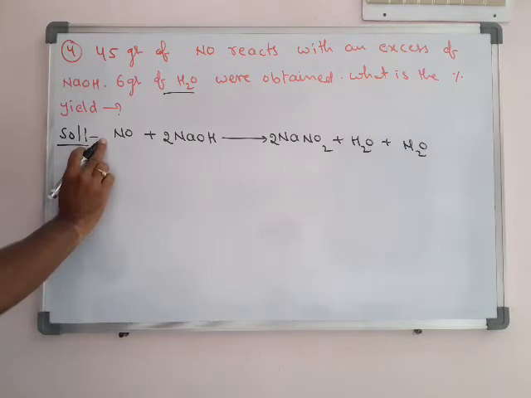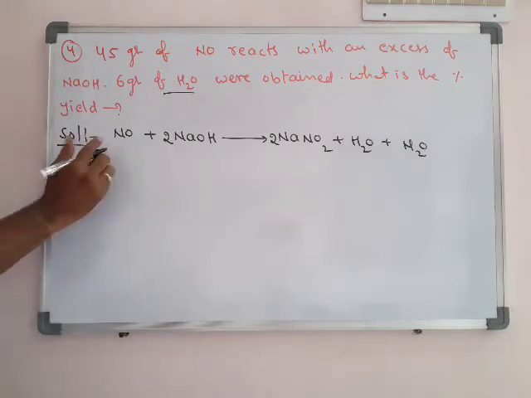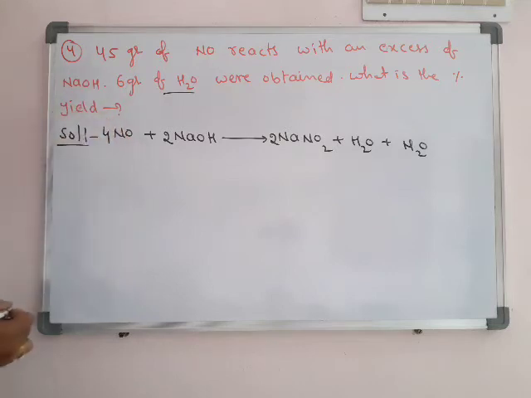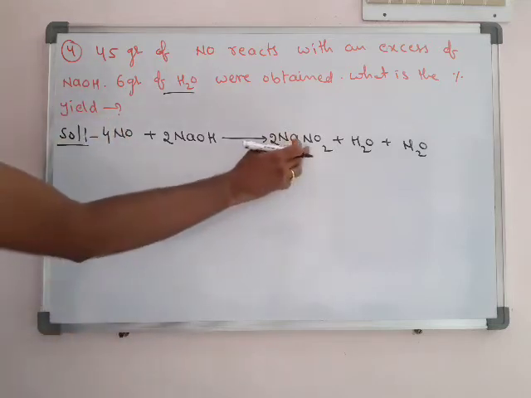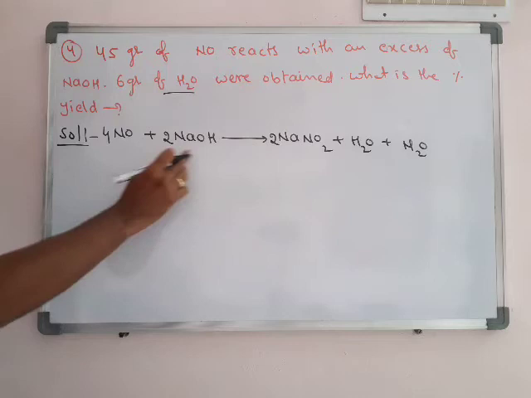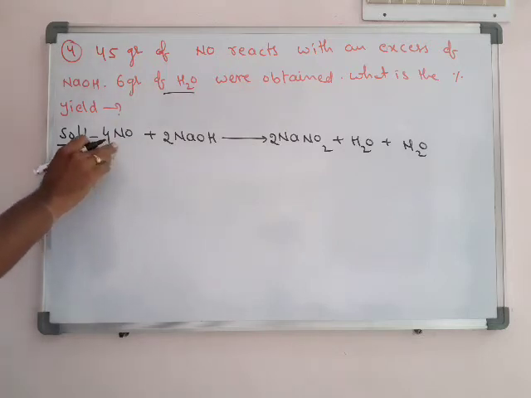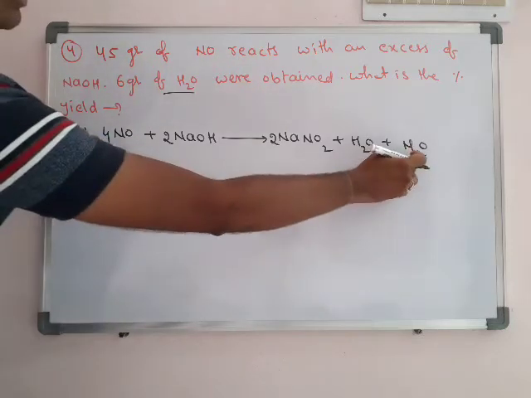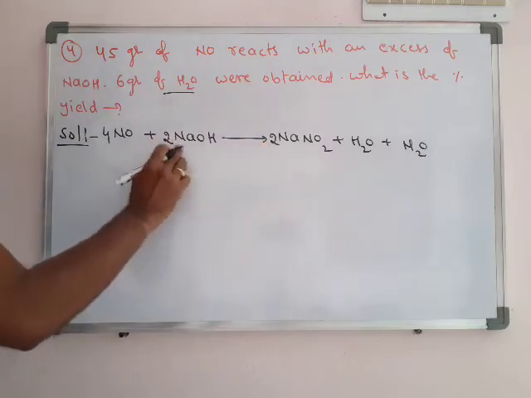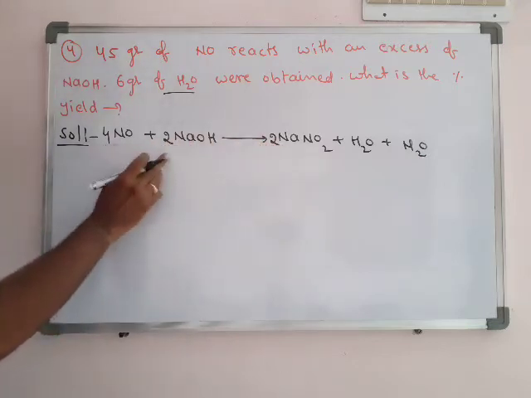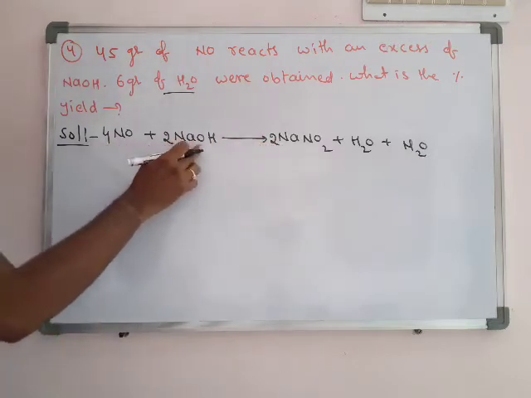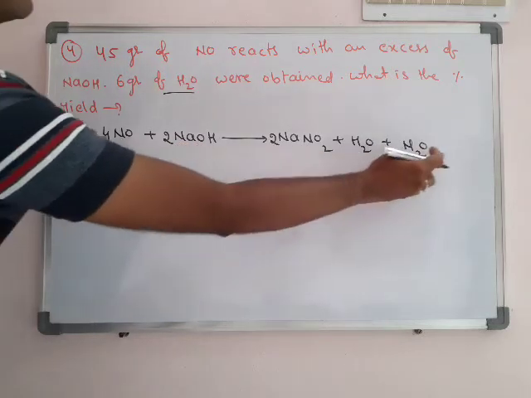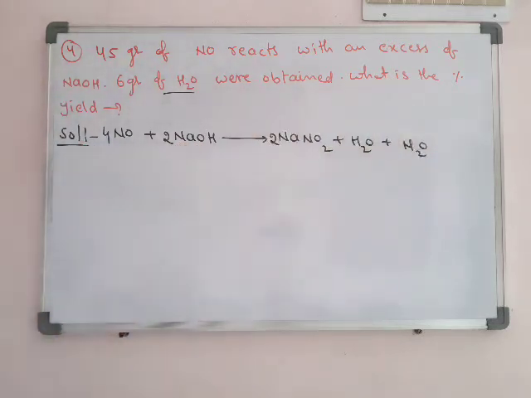Two nitrogens, so putting four becomes easy. Two nitrogens here, four nitrogens, and again two nitrogens, so four nitrogens, two sodium. How many oxygens? Four to six, four, five, six. So this is the balanced equation.